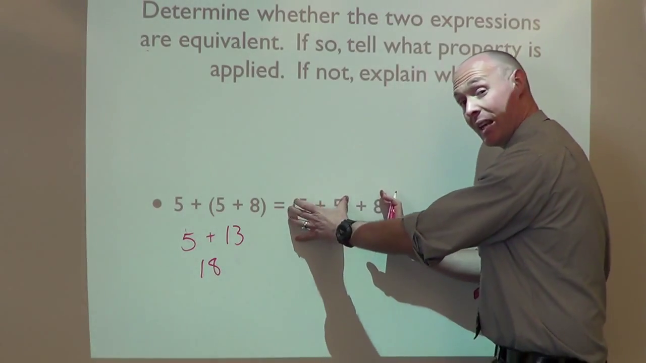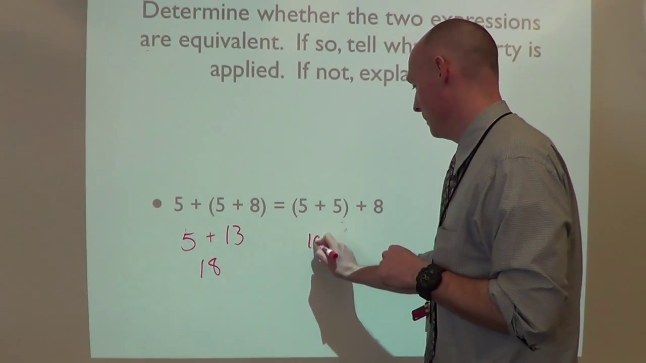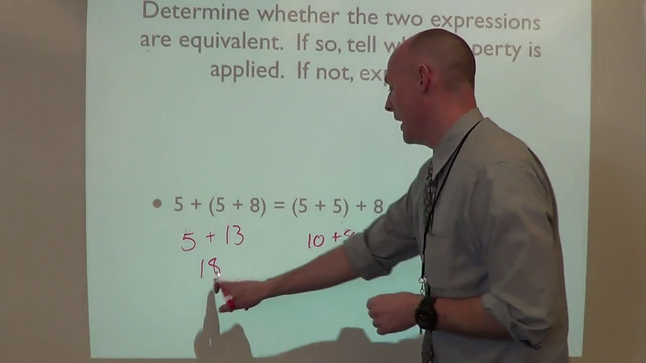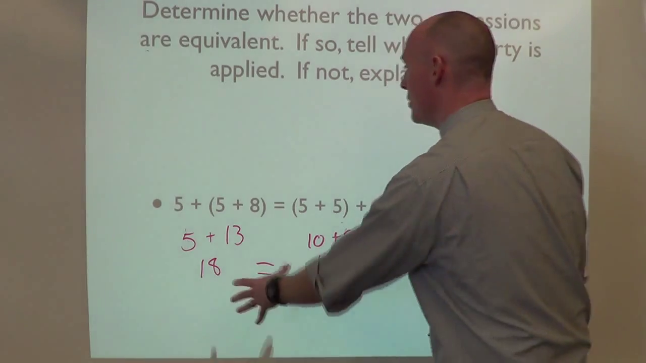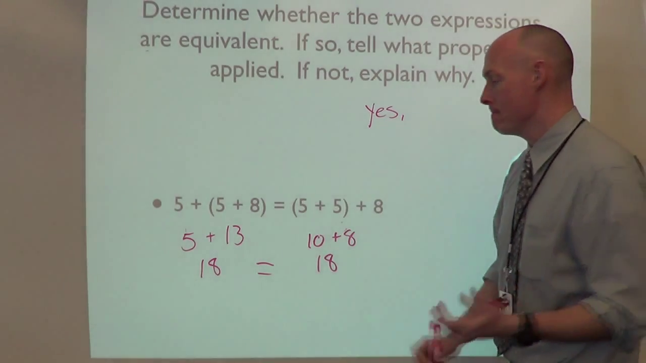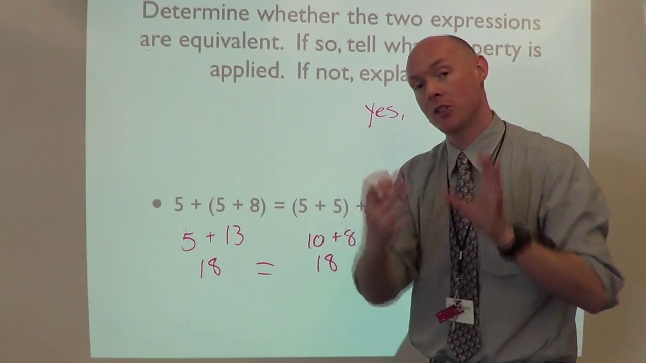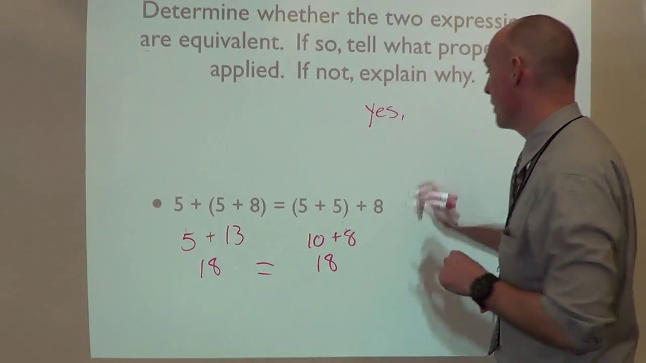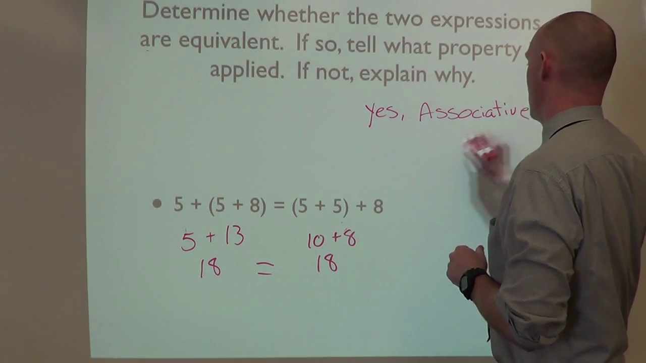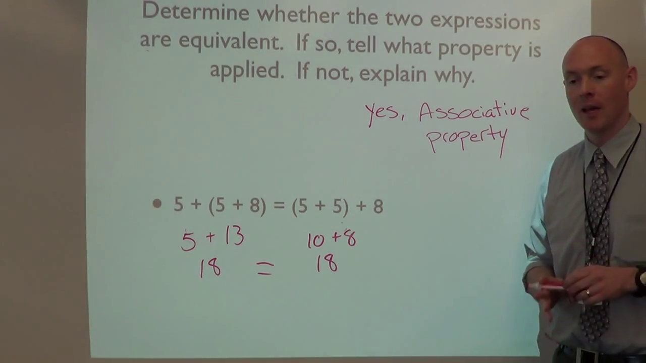So now we're looking. If this side equals 18, then yes, they are equivalent. 5 plus 5 is 10 plus 8. 10 plus 8 is 18. 18 does in fact equal 18. So yes, they are equivalent. And what property? If you remember, what property is it that if there's groupings of 3, it doesn't matter where the parentheses are? That is still the associative property. Boom. Another example of the associative property.